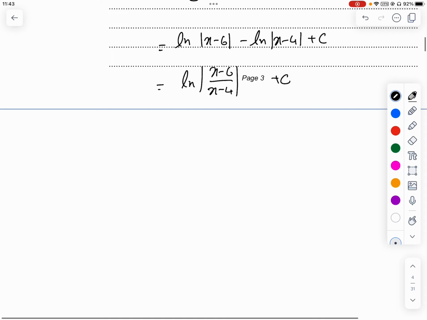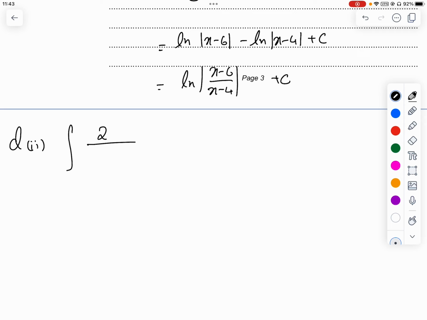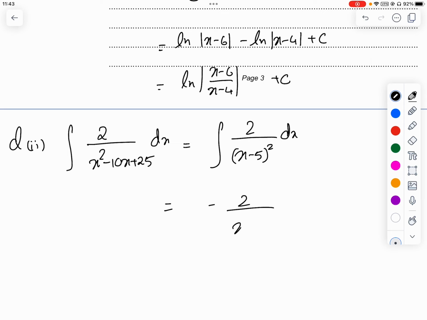Coming to D part 2, integral of 2 upon x square minus 10x plus 25 dx. So what does it become? Integral of 2 upon x minus 5 whole square dx. So it becomes minus 2 upon x minus 5 plus c.